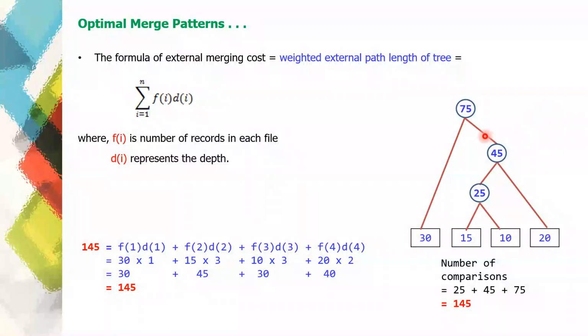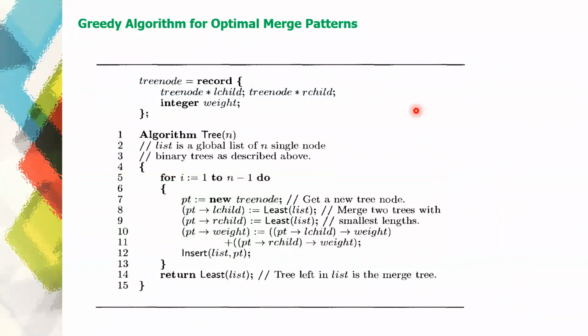And this tree is generally, now it's called a binary merge tree, but in general, it is called the weighted external path of tree. Weighted tree. It's generally called a weighted tree. Now this is the greedy algorithm for generating optimal merge patterns.